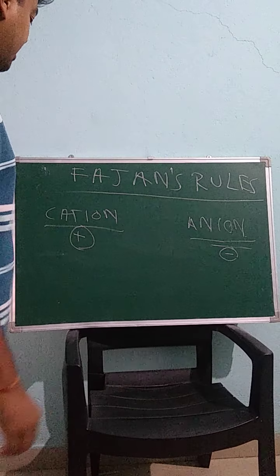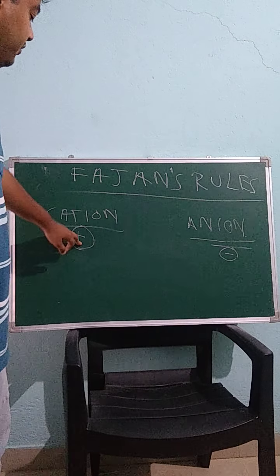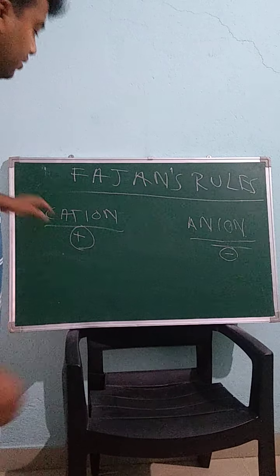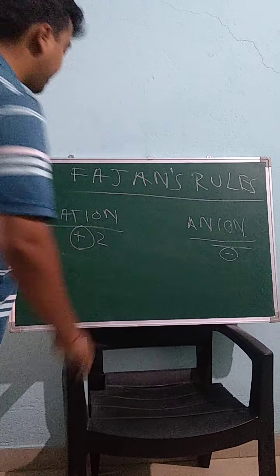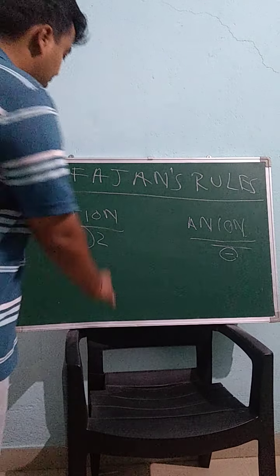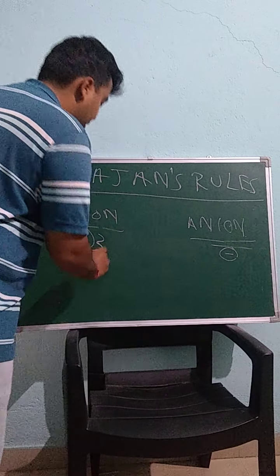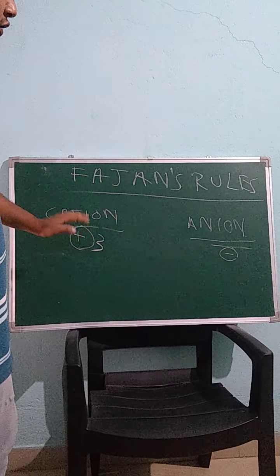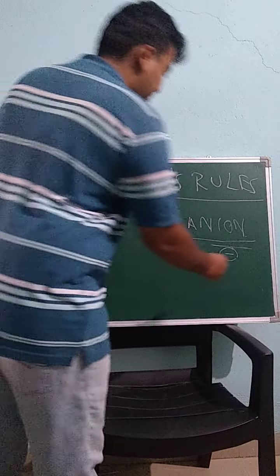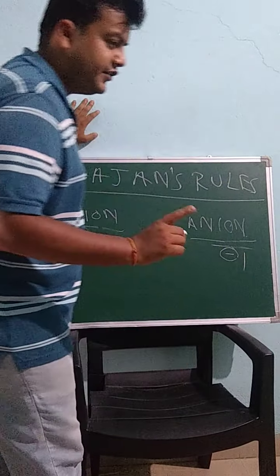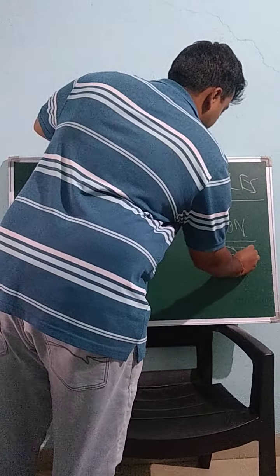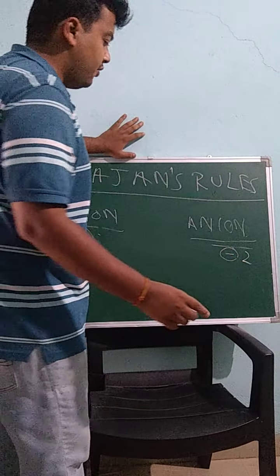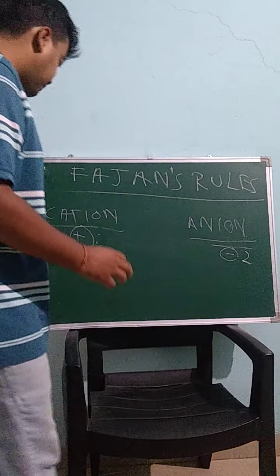Okay, so what do you mean by charge? This plus 1 represents deficiency of one electron, plus 2 represents deficiency of 2 electrons, plus 3 represents deficiency of 3 electrons, and so on. And minus 1 represents 1 extra electron, minus 2 represents 2 extra electrons, and so on.